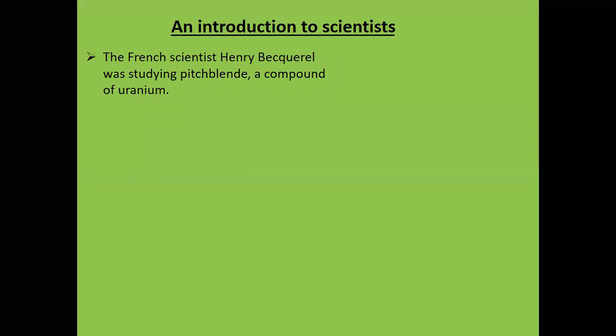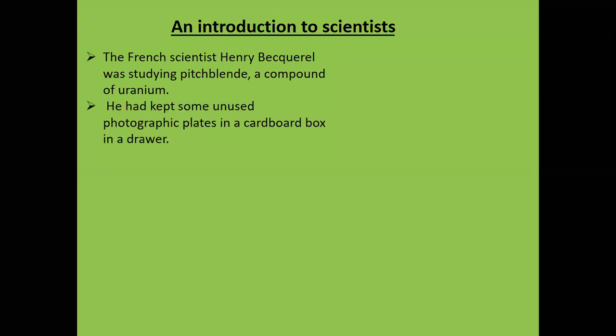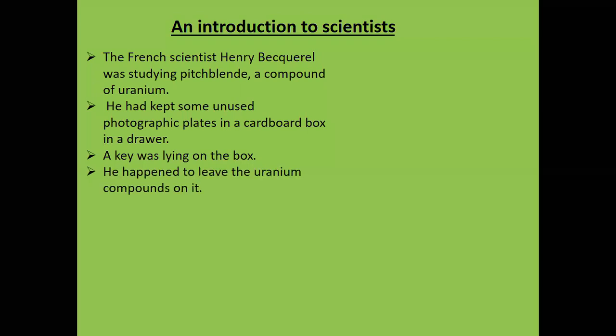And he accidentally kept this uranium on some unused photographic plates in a cardboard box in a drawer. I hope you understand what photographic plates are. These are the kind of plates you see as the X-ray sheets that are given to us. He had kept some unused photographic plates in a cardboard box in a drawer, and he kept a key lying on the box. Then he happened to leave the uranium compound on that.